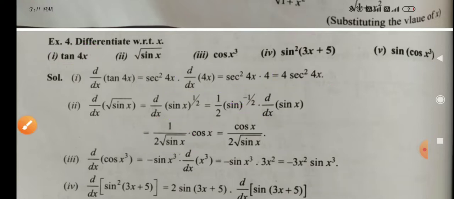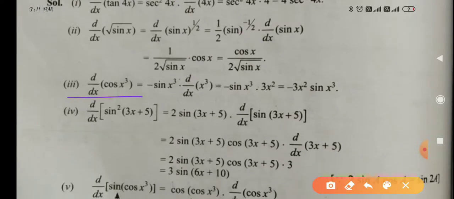Now the third part you can see. In the third part, cos x cubed is given.